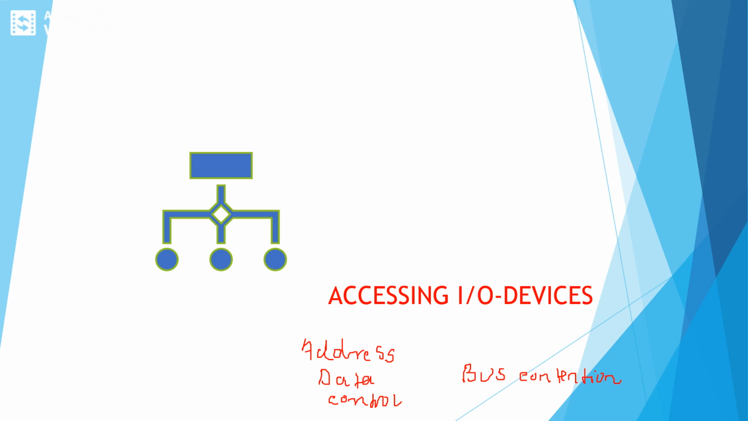Hence, to avoid this bus contention, each I/O device is assigned a unique address. Only the addressed device is enabled and responds to the commands issued on the control lines. The processor can request either a read or write operation as per the unique address assigned to the individual devices.